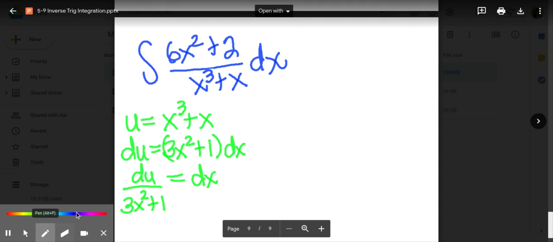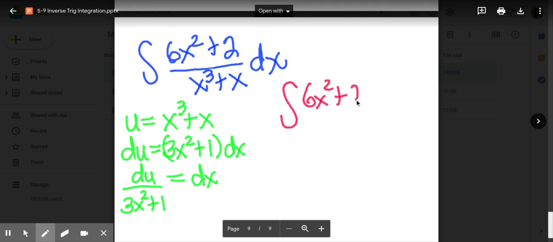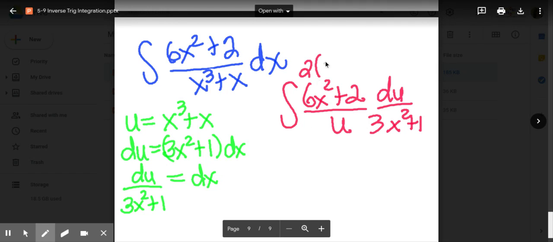So now we're going to trade out everything. I'm going to keep, though, the 6x squared plus 2. And in the denominator, since that's what I said u was going to be, we'll put a u under there. And we're going to trade out the dx, and we're going to put du divided by the 3x squared plus 1. Now, we talked about this earlier, that if we factor a 2 out of this, we're going to get 3x squared plus 1. So these will now cancel.